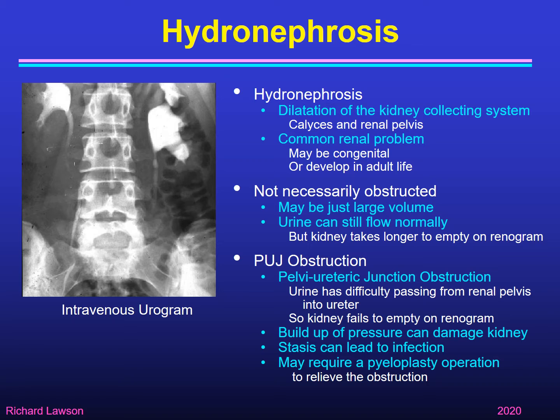It could be, on the other hand, what we call a PUJ obstruction, a Pelvi-Ureteric junction obstruction. In this case, urine has difficulty passing from the renal pelvis through the PUJ here and down into the ureter, and that could be why the kidney fails to empty on the renogram. That can cause a build-up of pressure in the kidney, which can damage the kidney, and also, because urine flows rather less quickly, the stasis can lead to infection. So a patient like that with an obstructed system may require a pyeloplasty operation to relieve the obstruction and let the urine flow normally.